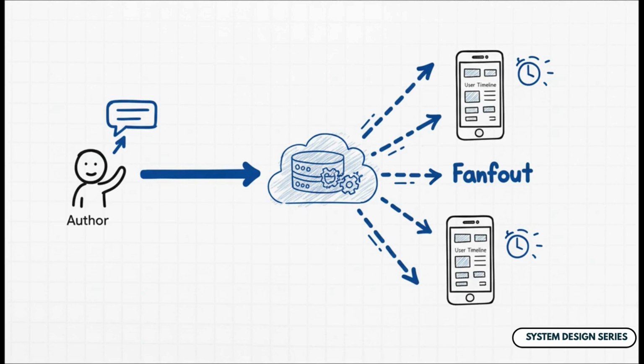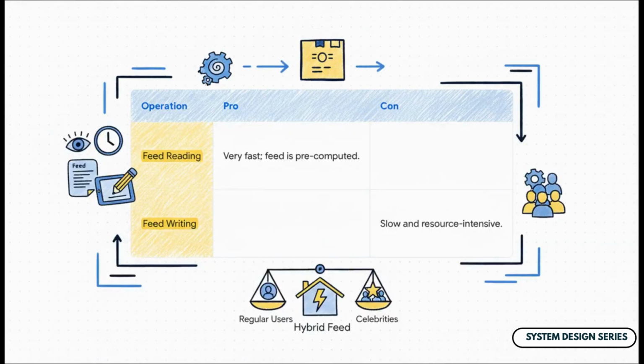So here's how that actually works under the hood. Someone posts something. The system immediately goes, okay, who follows this person? It gets that list, and then it literally injects that new post into a pre-made, cached timeline for every single one of those followers. That means when you open the app, your feed is already built and just waiting for you. So what's the catch?